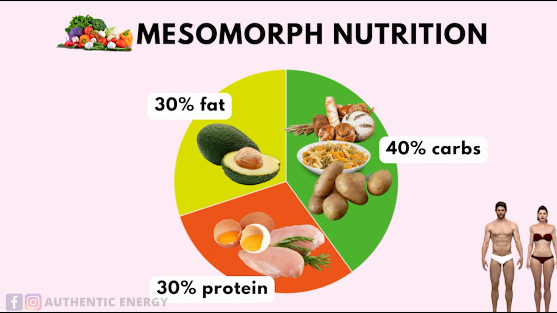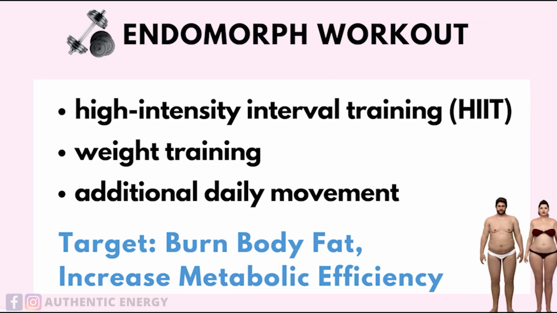And for a lot of you out there starting on a beginner's journey of how to eat healthy, 40-30-30 is a really good split. This is what works for the mesomorph bodies as well. Now let's take a look at our endomorph bodies.